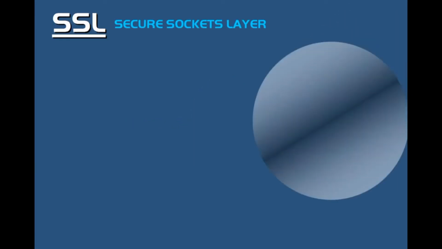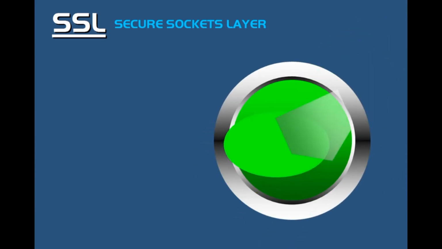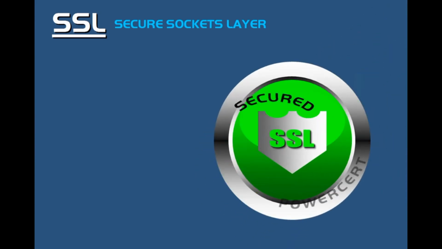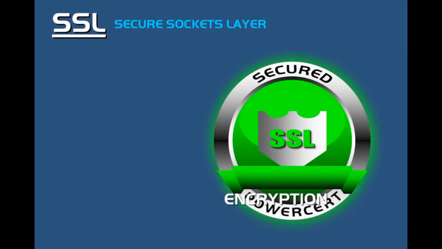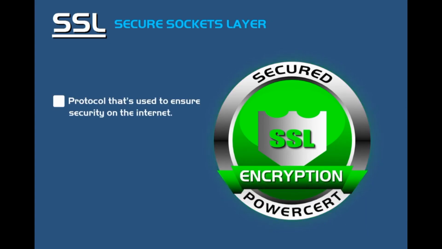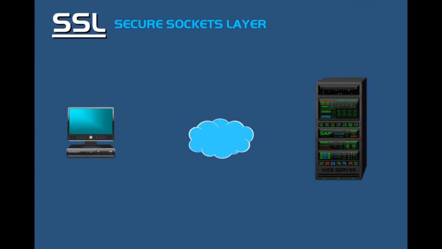Now, Secure HTTP protects the data by using one of two protocols. And one of these protocols is SSL. SSL, or Secure Sockets Layer, is a protocol that's used to ensure security on the internet. It uses public key encryption to secure data. So basically, this is how SSL works.